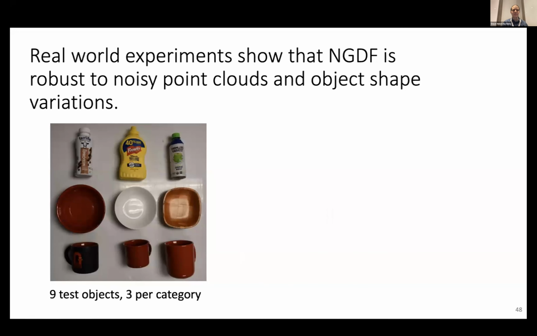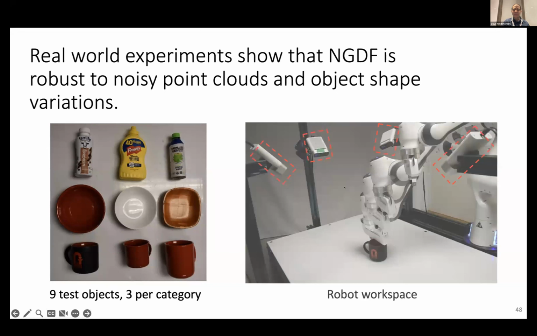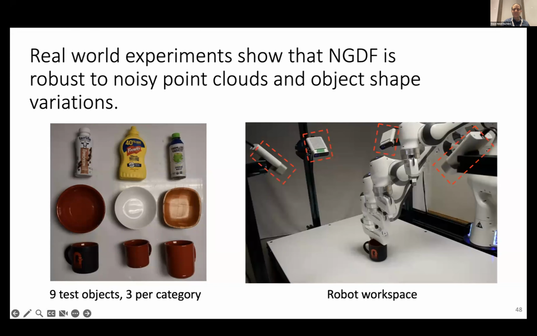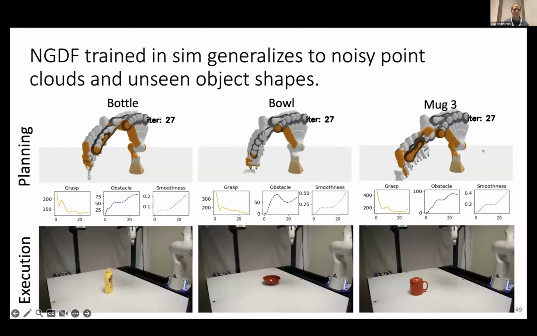Okay, we test our method both in simulation and also in the real world. In this case, we're going to train a separate function for each category: ball grasping, bowl grasping, and mug grasping. And here's an example of our workspace. We have 4 different Kinect cameras that we've combined together to create a point cloud.